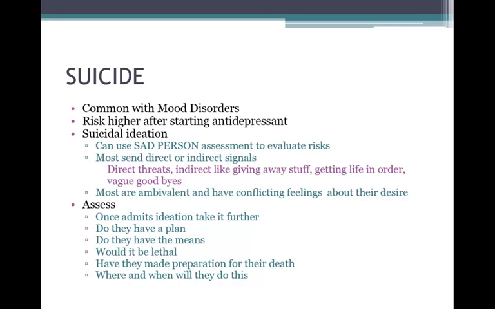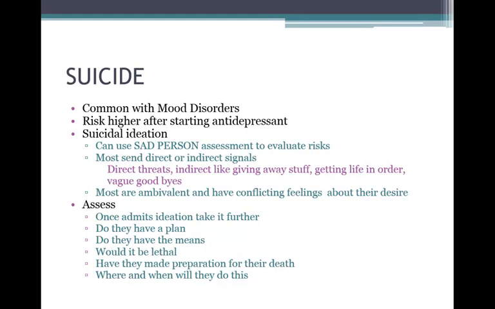And so if you don't have a tool available to you, remember the progression of questions that you need to ask the person to evaluate their suicidal risk, okay? So have they had any thoughts of suicide? If they answer yes, then your next question is, do you have a plan? And then, do they have the means to go through with the plan, such as do they have a gun? Do they have access to multiple medications to take an overdose? And if they have a plan and an idea of how they're going to do it, would it be lethal to them? And then have they made any preparations for their death?